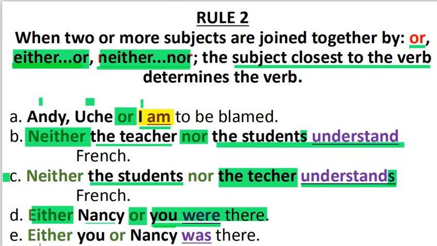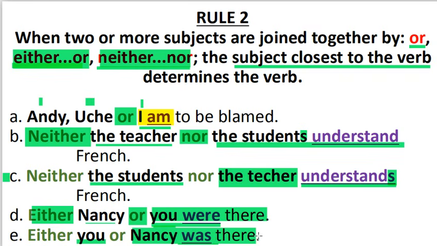In example E, there is a change in the order of the subjects. Either you or Nancy was there. Now you can see that the verb changes in example E because the subject that is closer to the verb has also changed. In this case, it is Nancy that is closer to the verb. That is why the verb has to change to the one that goes with Nancy. Normally it's going to be Nancy was there. So either you or Nancy was there.